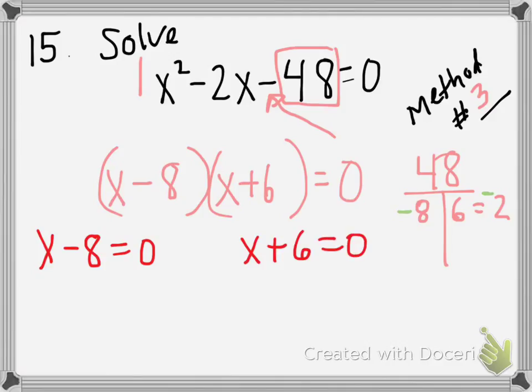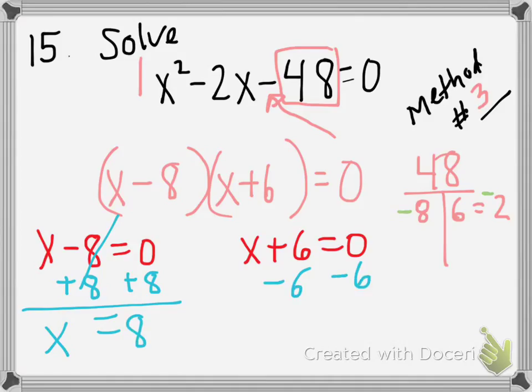So solve your one-step equations here. First one, you're going to add 8 to both sides. So x is equal to 8. And for the second equation, subtract 6 from both sides. Inverse operations here. So x is equal to negative 6. So your 2 solutions, we have x is equal to either negative 6 or 8.